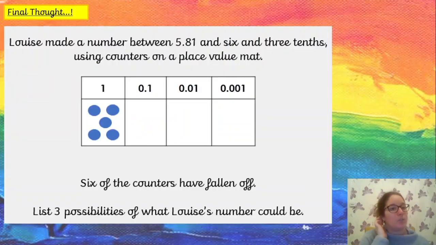Okay, and your final thought for today. Louise made a number between 5.81 and 6 and 3/10. So using counters on a place value map, 6 of the counters have fallen off. List 3 possibilities of what Louise's number could be. So Louise has got a number which is between 5.81 and 6.3. Okay, and she's put all of her counters on a place value map. So on this grid here, 6 of the counters have fallen off. What 3 numbers could they be?